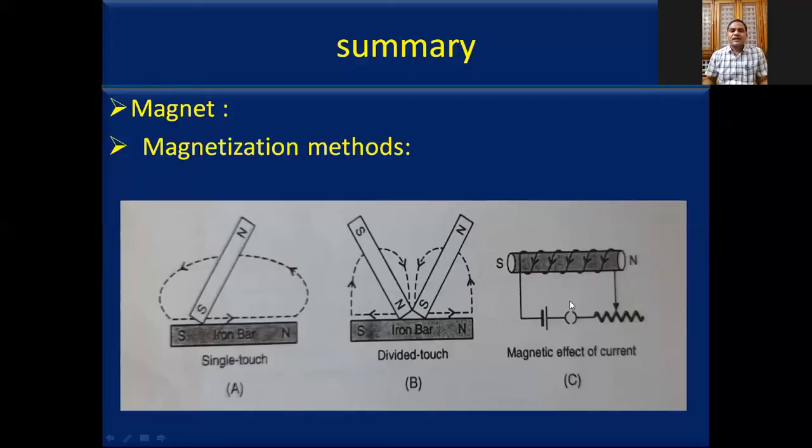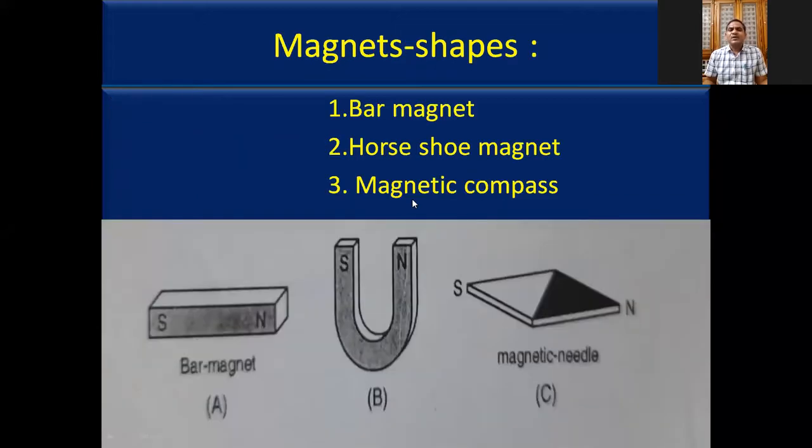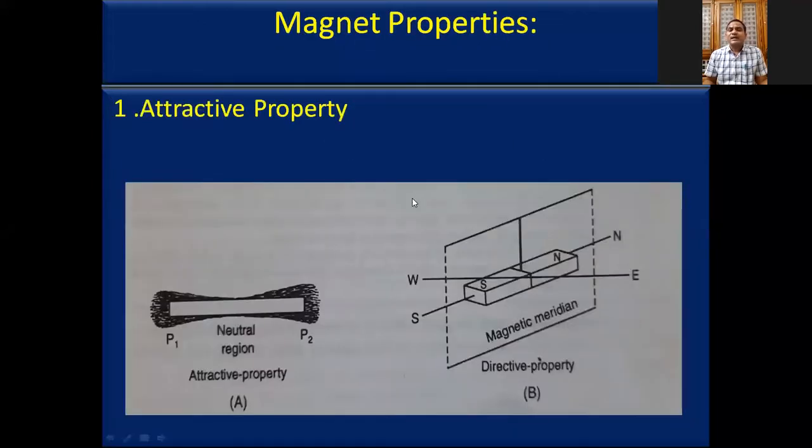Yes, the summary of this present lecture: in this present class, we discussed what a magnet is and magnetization methods. They are single touch method, division method, and electrical method. After that, we covered the discussion of magnetic shapes: bar magnet, the second one horseshoe magnet or U-shaped magnet, and magnetic compass. The properties of magnets: the attractive property. The magnet attracts materials like iron, cobalt, nickel.